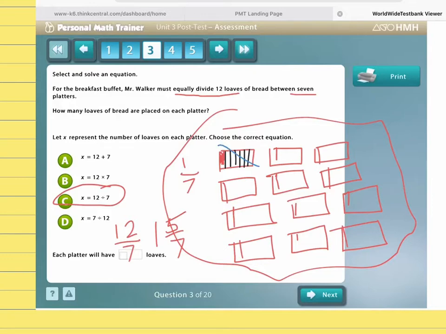The other way you could do it is you could just take each thing and say, well, one platter gets this, this, this, this, this, this, and this. So that puts one whole loaf on each plate, and then you split up the 5 remainder into 7 pieces, and that would be your 5/7 there, 1/7, 2/7, 3/7, 4/7, and 5/7. Either way, you're going to end up with 1 and 5/7. And the way to do that is using the equation 12 divided by 7.